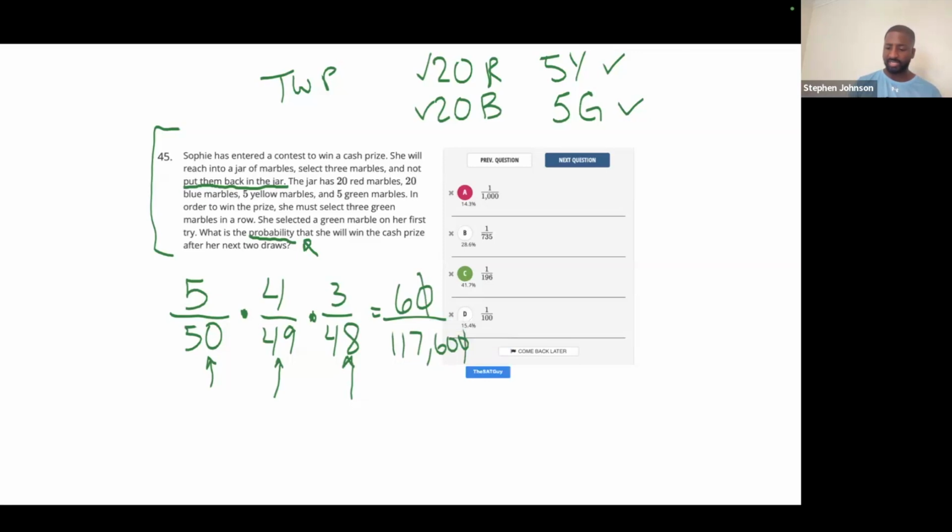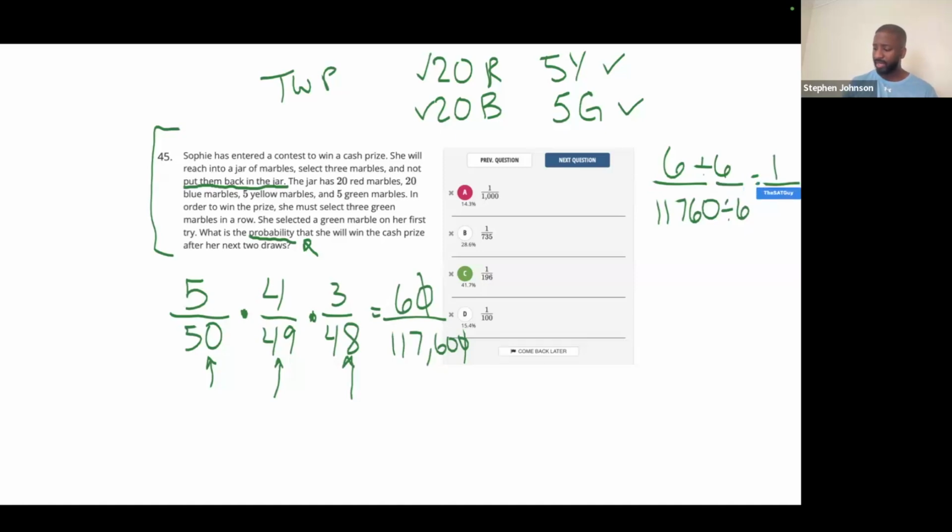So I have 6 over 11,760. And let's see, all of my numerators have 1s, which means the only way for me to get there is to divide by 6. So if I divide by 6 on top and divide by 6 on bottom, I'd have a 1 in my numerator.